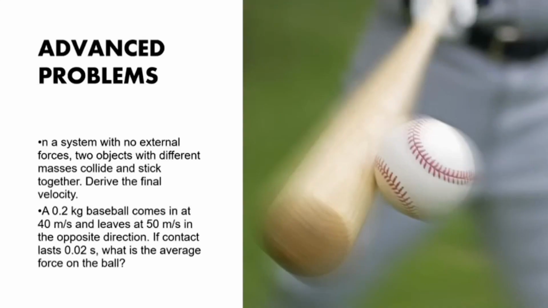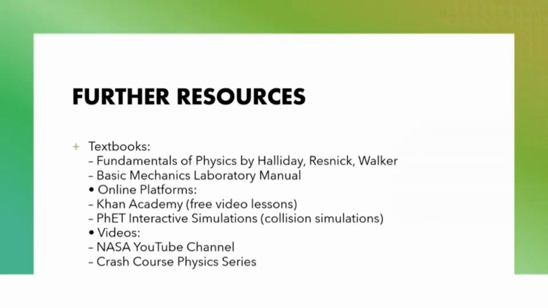For those looking for more challenging problems, derive the final velocity of two objects that stick together with low external force. And if a 0.2 kg basketball comes in at 40 velocity and leaves with 15 velocity in the opposite direction within 0.02 seconds, what is the effective force? Try working it out slowly on your own or as homework. Remember to show off the steps.